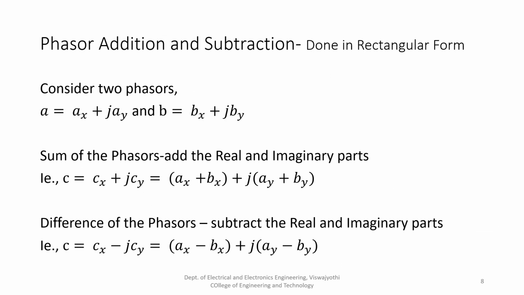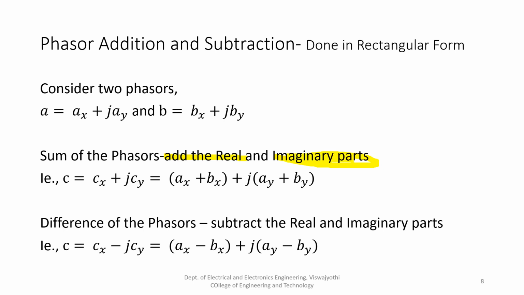Moving to phasor addition and subtraction. Phasor addition and subtraction are done in the rectangular form. Consider two phasors, phasor A equals ax plus j ay, and phasor B equals bx plus j by. The sum of the two phasors: in order to find the sum, add the real and imaginary terms separately.